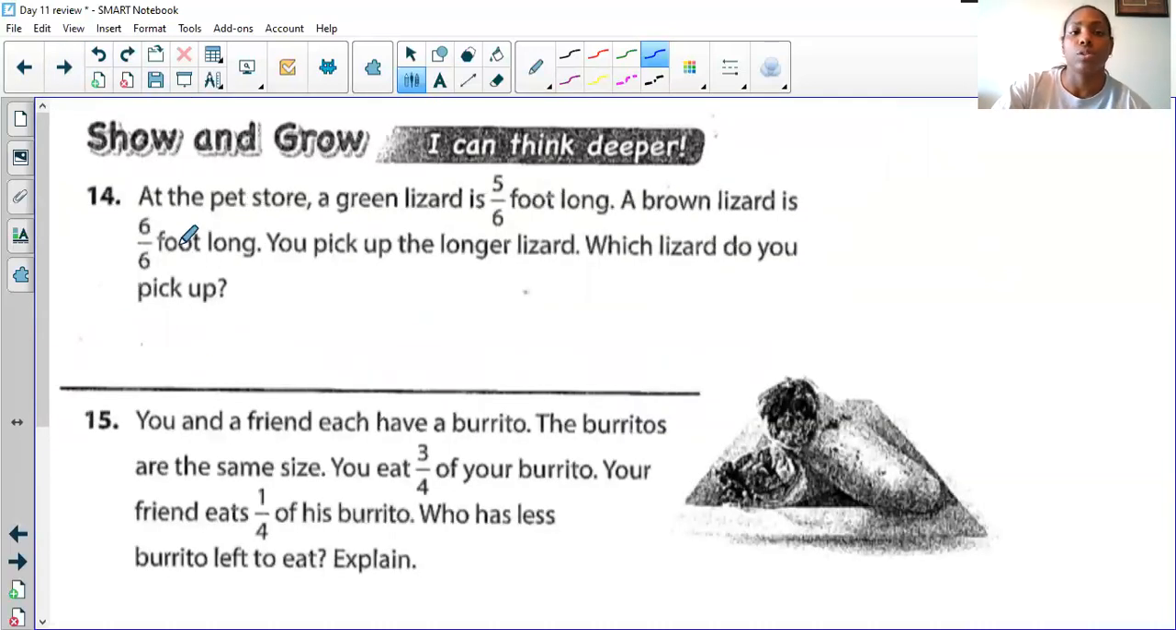Okay, let's go to Show and Grow. I can think deeper. At the pet store, a green lizard is 5'6" long. So I'm going to go ahead and write 5'6". A brown lizard is 6'6" long. So you pick up the longer lizard. Which lizard did you pick up? So at this time, I want you to go ahead and compare and answer that question on your own. So you'll circle the green lizard or the brown lizard.